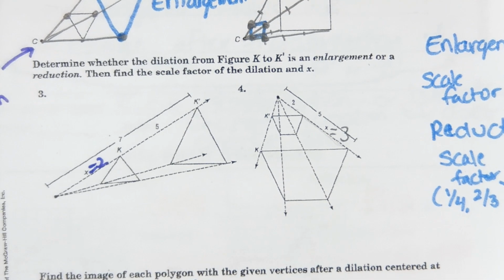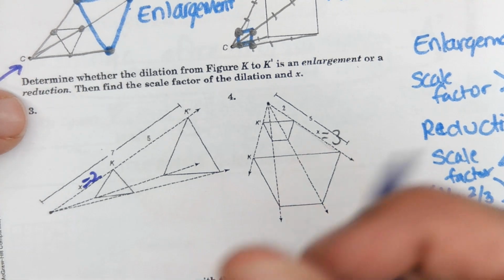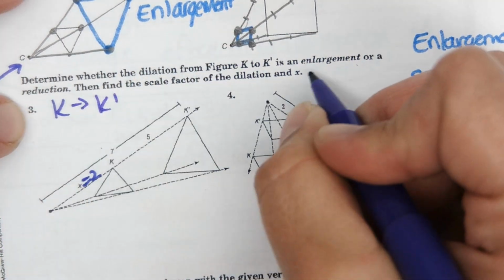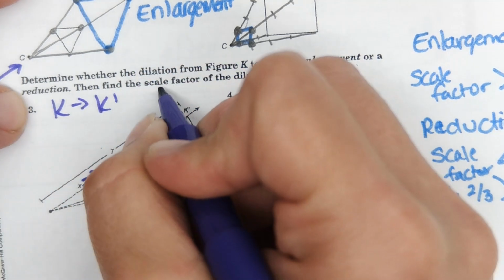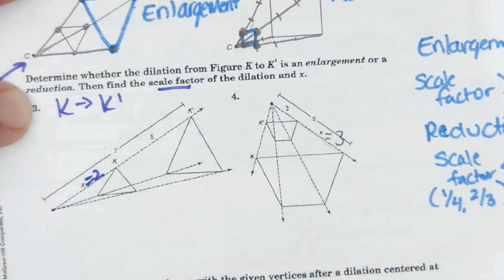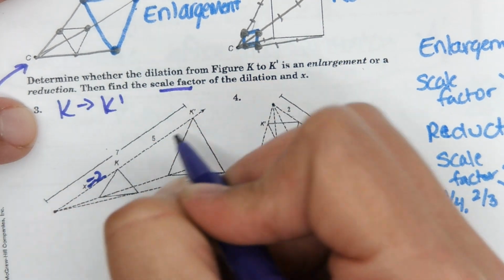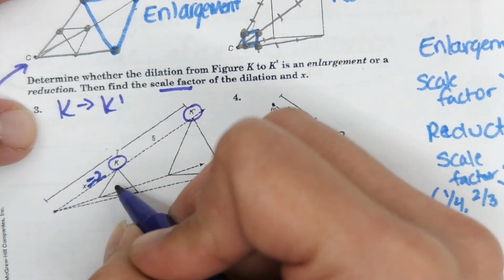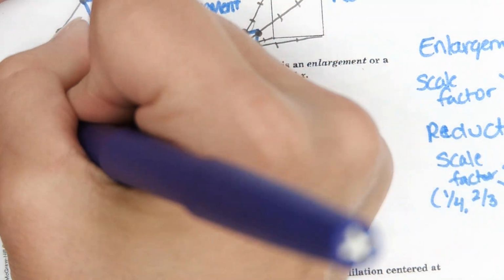Okay, so it says determine whether the dilation from k to k prime, so like the original to k prime, is an enlargement or a reduction. Then find the scale factor of the dilation and x. Okay, so k to k prime, looking at this, here's k prime. So k prime is larger than k, so this would be an enlargement.